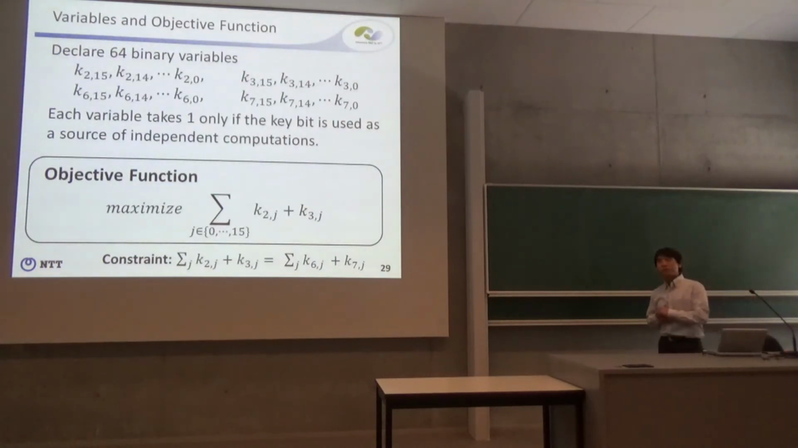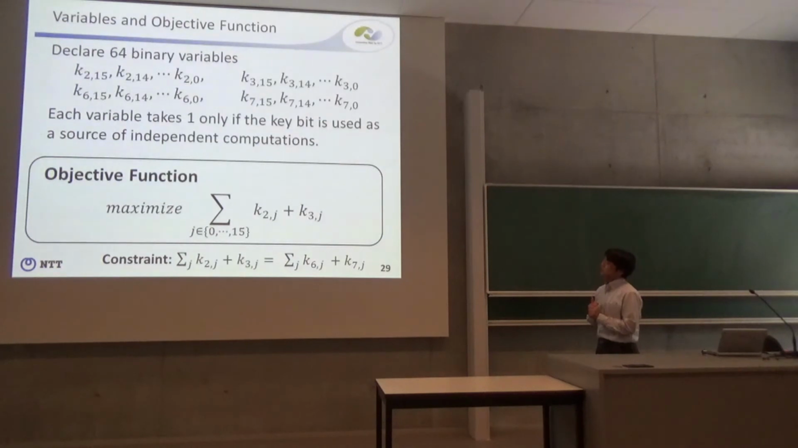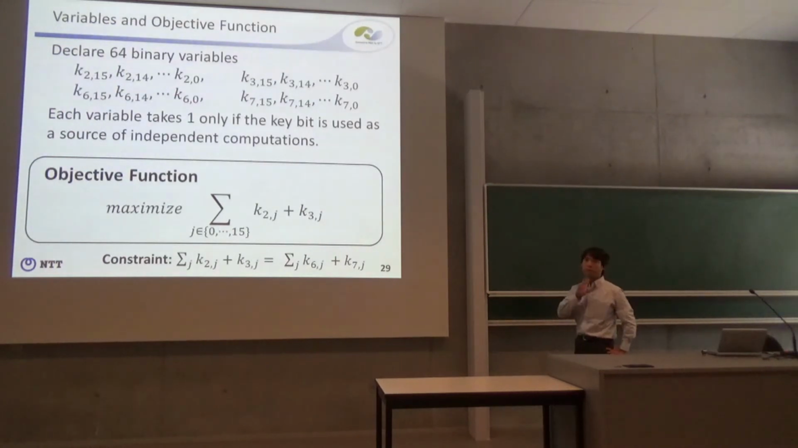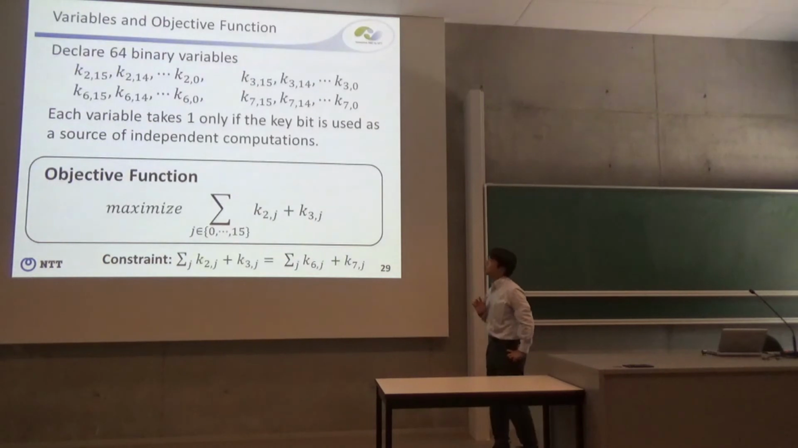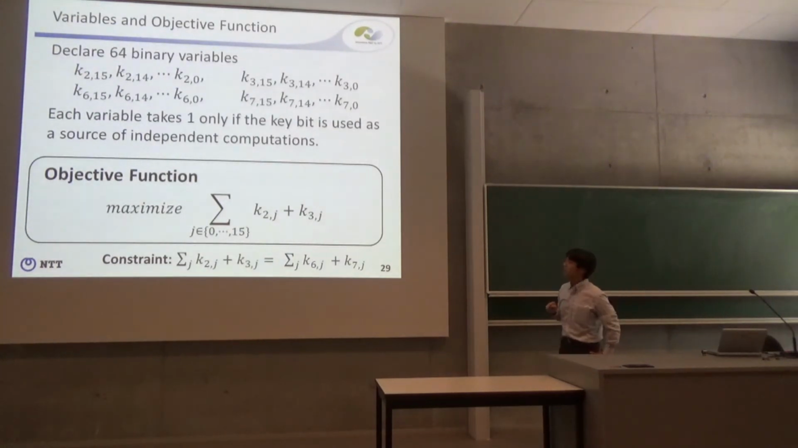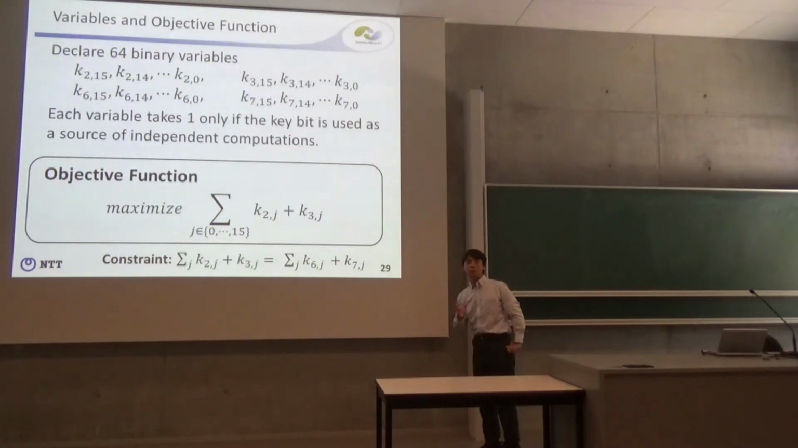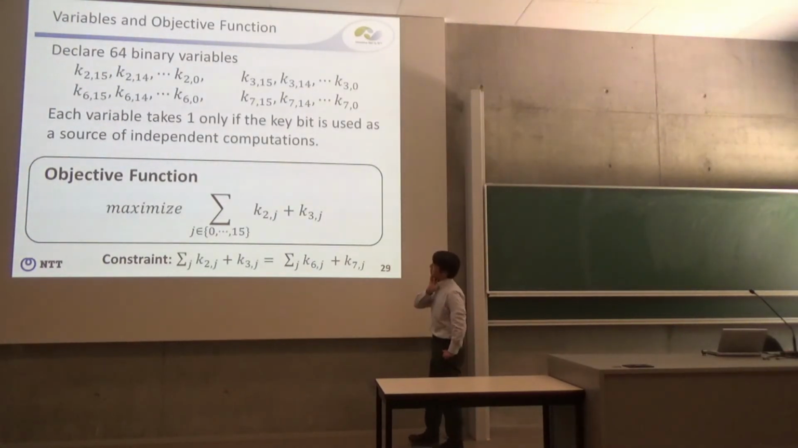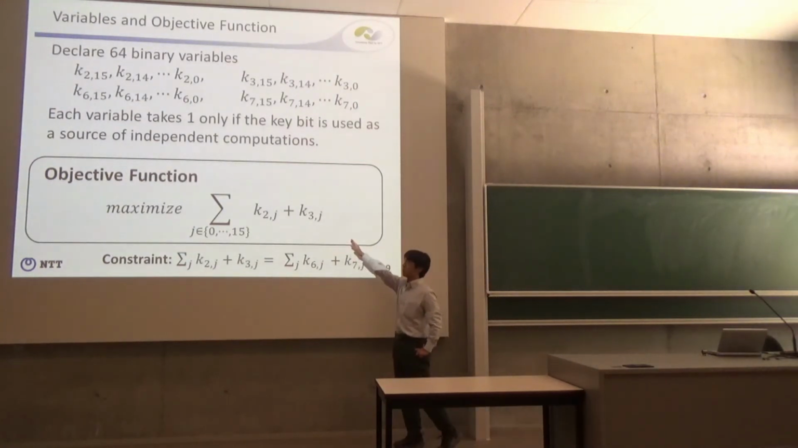Okay, so how to do it? I want to do it in MILP. So we have to declare some variables, and we declare the following 64-bit binary variables, denoted by K2 sub 15 to K2 sub 0, and the same for K3, K6 and K7. We define those variables to take 1 only when the corresponding qubit is used as an independent qubit. Otherwise, those variables take 0. Now, we want to maximize the number of independent qubits. So the objective function can be easily written like this: the sum of the K2j plus K3j, I mean, just the sum of the independent qubits, which should be maximized.